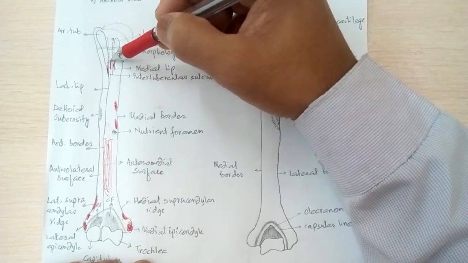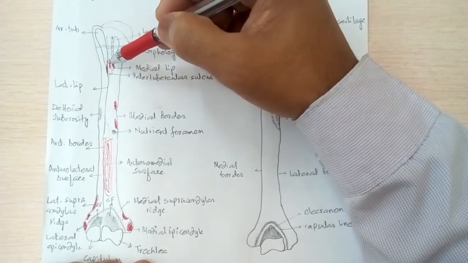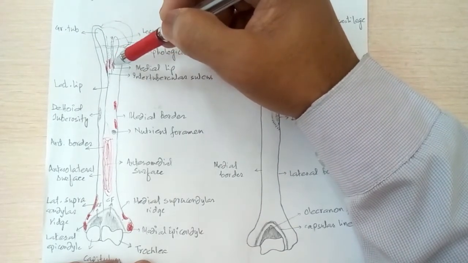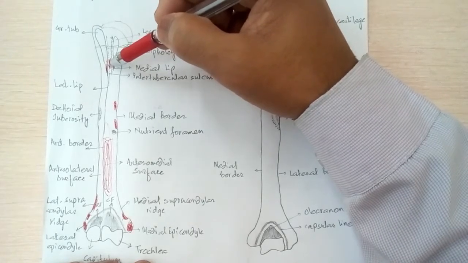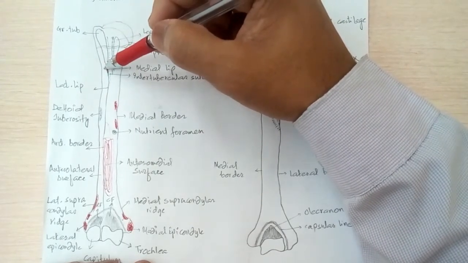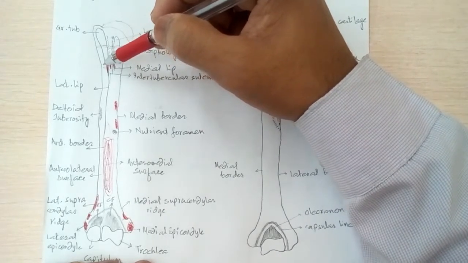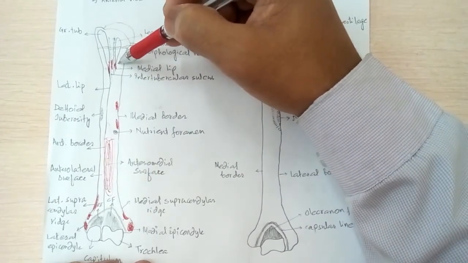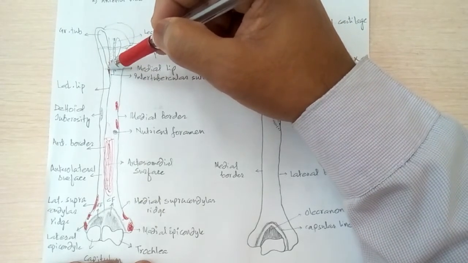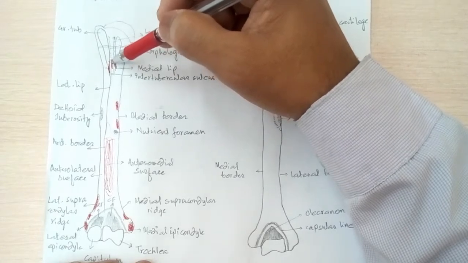You can remember these three muscles using the mnemonic: Lady between two majors. Lady means the latissimus dorsi, and the two majors are the teres major and the pectoralis major. The lateral one is the pectoralis major and the medial one is the teres major. So this is teres major, this is latissimus dorsi, this is pectoralis major.